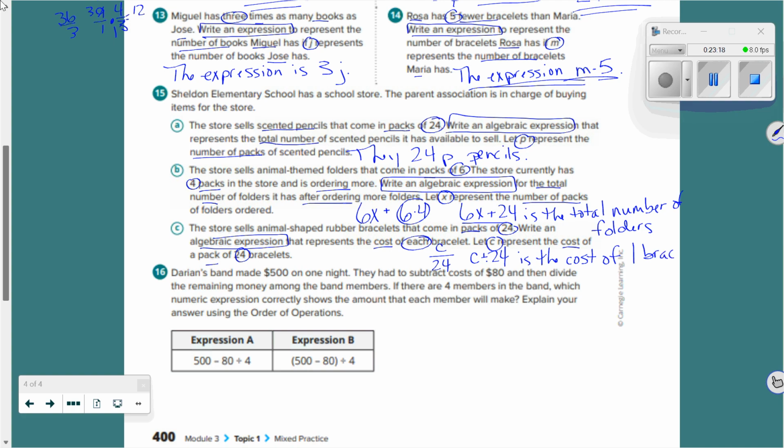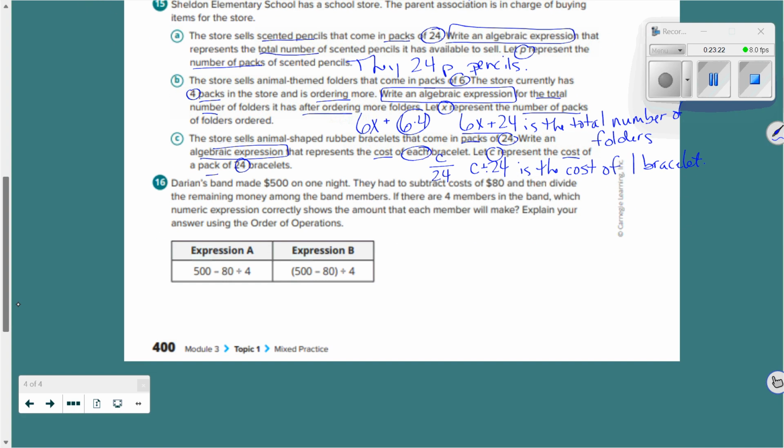And then our last question. Darian's band made $500 on one night. They had to subtract a cost of $80, and then, that's really key, divide the remaining money among the band members. If there are 4 band members in the band, which numeric expression correctly shows the amount that each member will make? Explain your answer using order of operations.